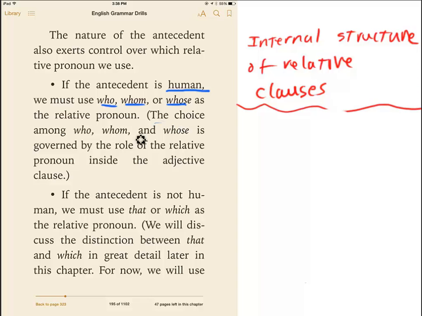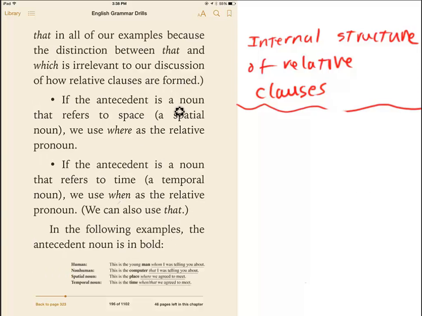The choice among who, whom, and whose, we already discussed and when to use it: a subject, an object, a possessive. If the antecedent is not human, we must use that or which. Right now we're only going to use that. We're not going to worry about which right now; we'll talk about that in another chapter. So if it's not human, we use the relative pronoun that.